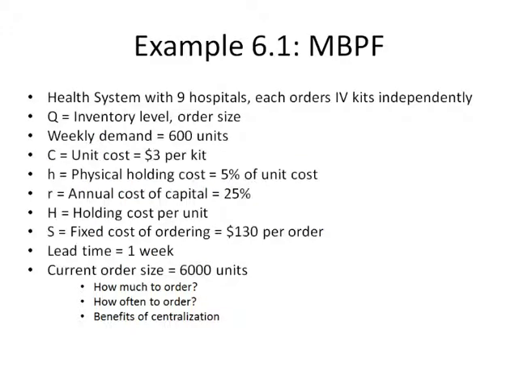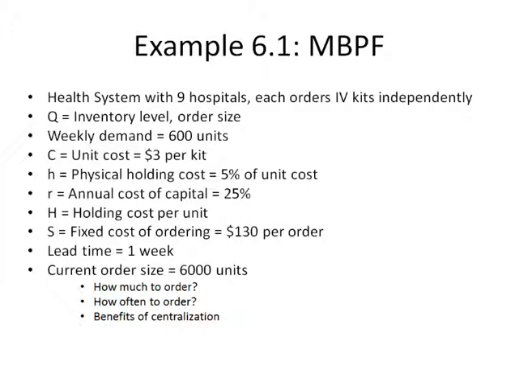We use example 6.1, Managing Business Process Flows textbook, in order to introduce this model. It's a healthcare institution with 9 hospitals, and each hospital orders IV kits independently. Their current inventory level or order size Q is 6,000 units per order. The weekly demand is 600 units. C is unit cost, or $3 per kit.